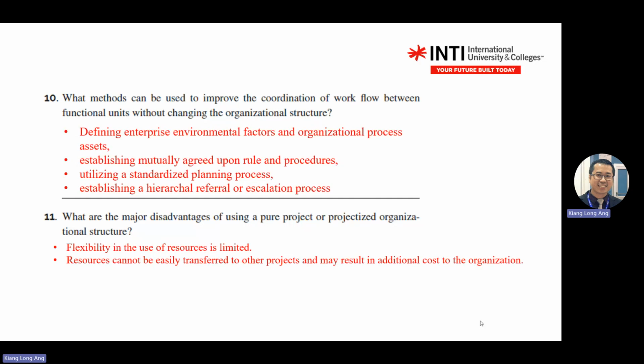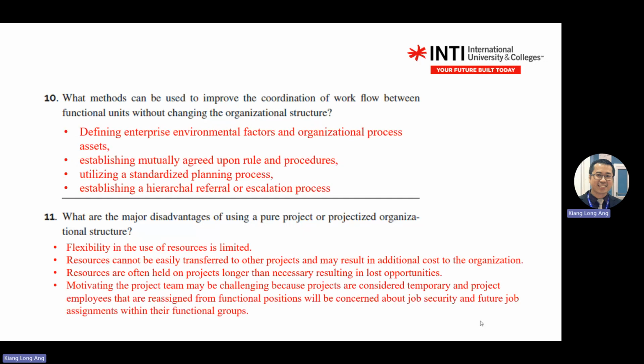So again, you keep using the word projects. Resources linked to the projects are not easy to transfer. Resources are often held on a project longer than necessary, resulting in loss of opportunities. Loss of opportunity here is more on the bidding, because especially when you do bidding, you have limited resources. You may be losing the project because you don't have the response time. You don't have the advantage in the response time.